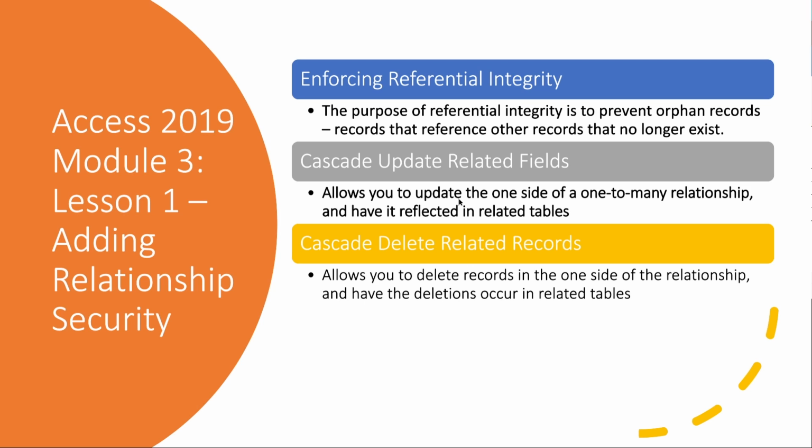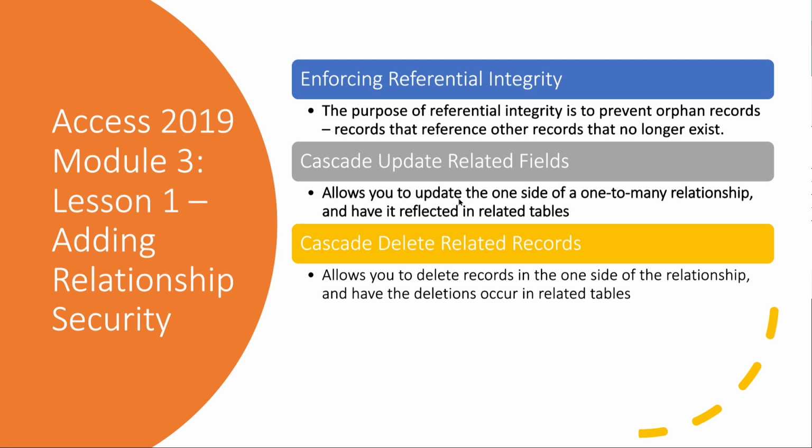So relationship security is really about enforcing referential integrity, the very top checkbox. The purpose of this is to prevent what's called orphan records, records that reference other records that no longer exist. So let's say we didn't enforce referential integrity, right?